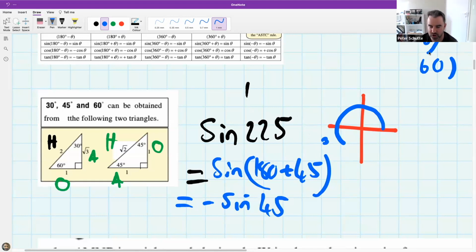I'm going to give someone else a chance for the next bit, but thank you, Trig. Thank you, sir. How do we get the next part? What is minus sine 45 going to convert to?